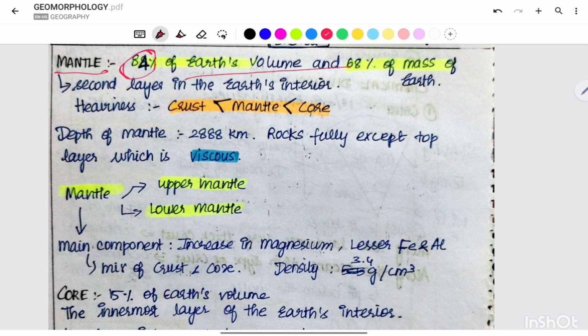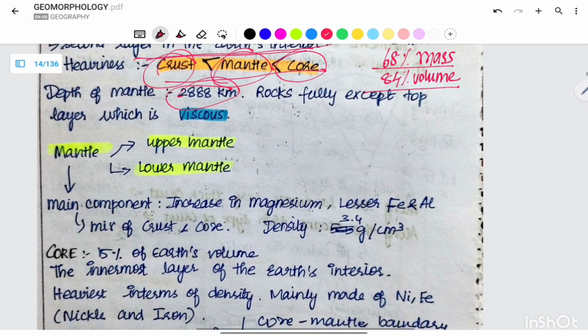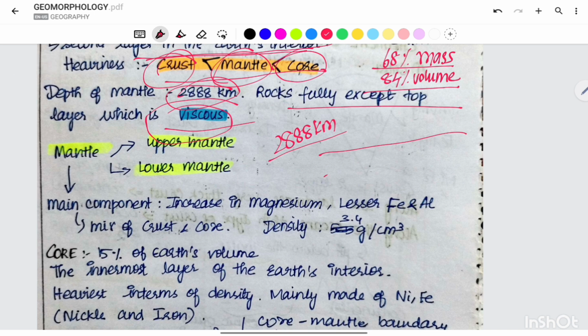84% of the volume, and then we have 68% of the mass. 84% is the volume and 68% is the mass. The second layer in the Earth's interior: crust, mantle, core with respect to thickness. The depth of the mantle is 2888 kilometer. The rocks are full, except the top layer, which is viscous.